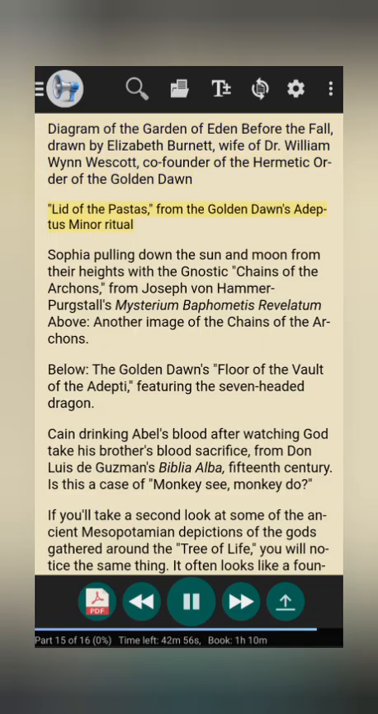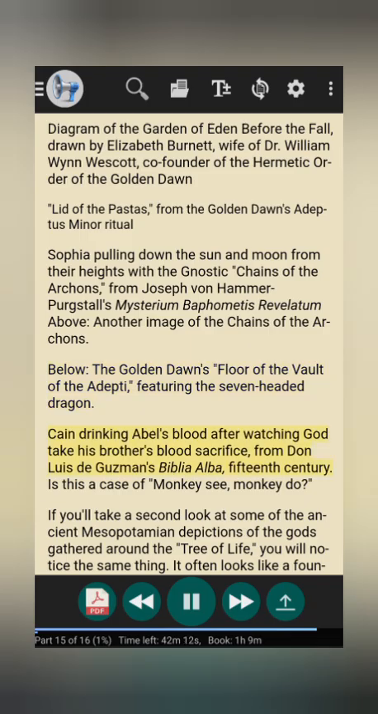Lid of the pastas, from the Golden Dawn's Adeptus Minor ritual. Sophia pulling down the sun and moon from their heights with the Gnostic chains of the archons. From Joseph von Hammer Purgstall's Mysterium Baphometus Revelatum above, another image of the chains of the archons. Below, the Golden Dawn's Floor of the Vault of the Adepti, featuring the 7-headed dragon.